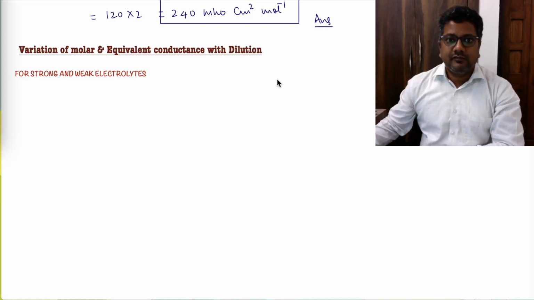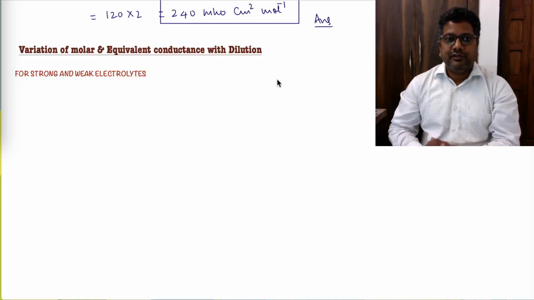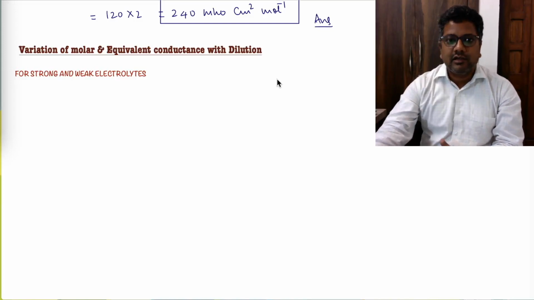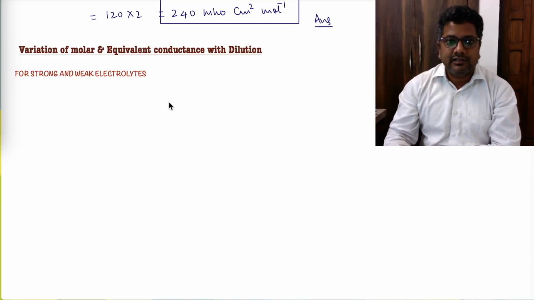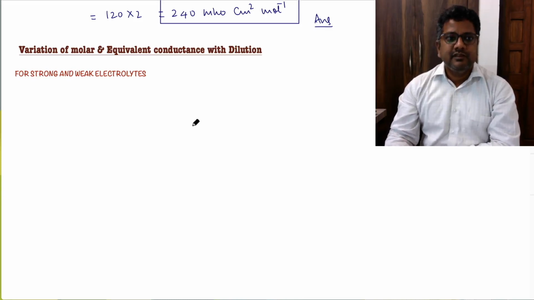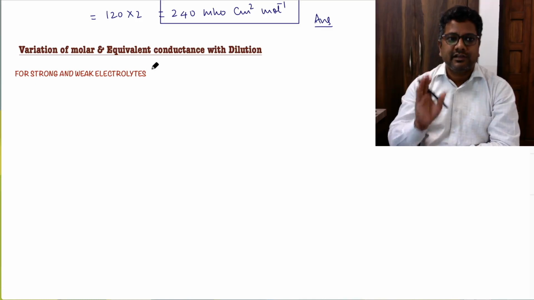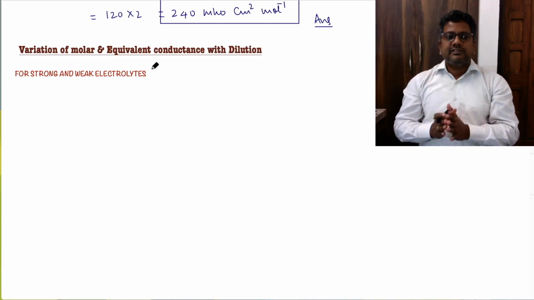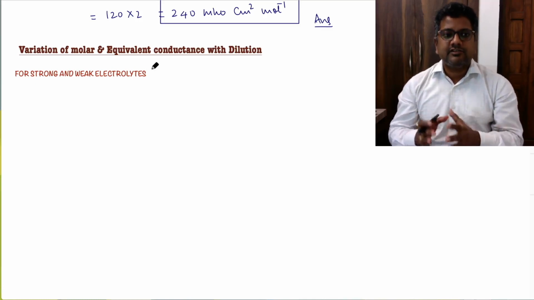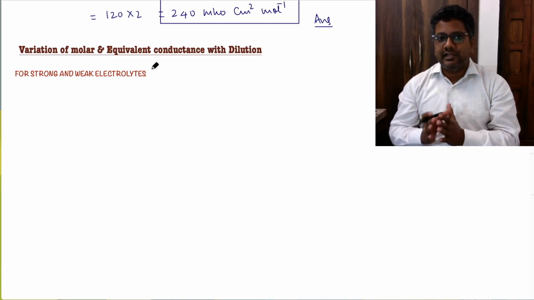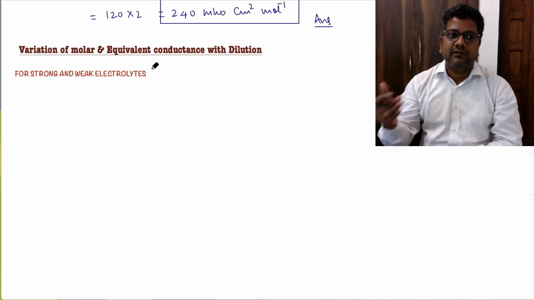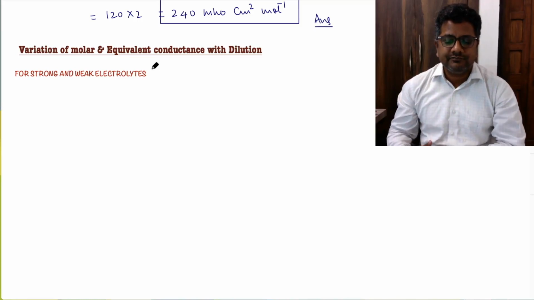In the previous lecture, we discussed how molar conductance, equivalent conductance and specific conductance are defined, and the variation of molar conductance, equivalent conductance and specific conductance with dilution. Specific conductance decreases because it depends on the number of ions present in unit volume, and molar and equivalent conductance increase with dilution.